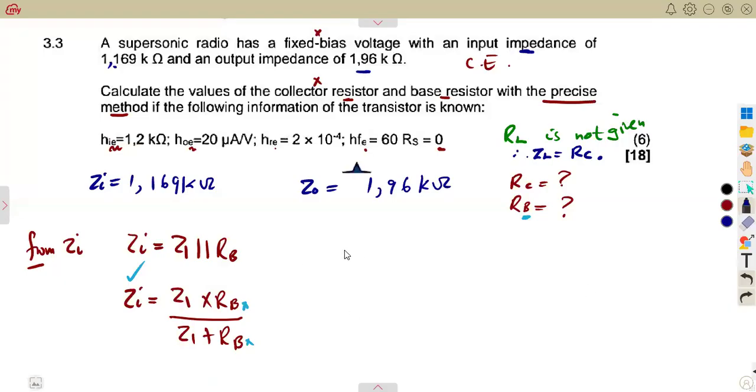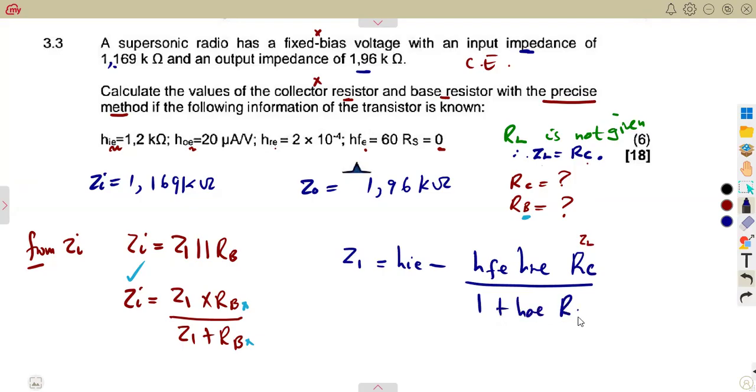You will see, guys, how this formula was going to be limited. If you were to calculate Z1, you're going to say Z1 is equal to hie, according to the formula you are given, minus hf hr, this is RC representing ZL, because ZL is equal to RC, over 1 plus ho RC, which is representing your ZL. So you will see that on this formula, RC is unknown. As we want to calculate Z1, you'll be limited again because you don't have RC, of which RC is the one that you want to calculate. So from the input Z1, there are too many limitations.